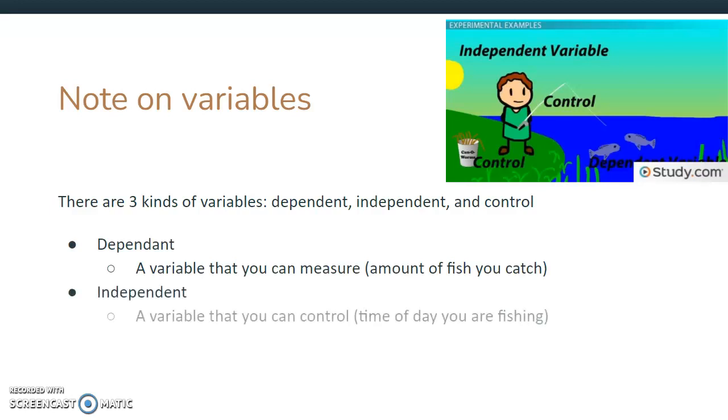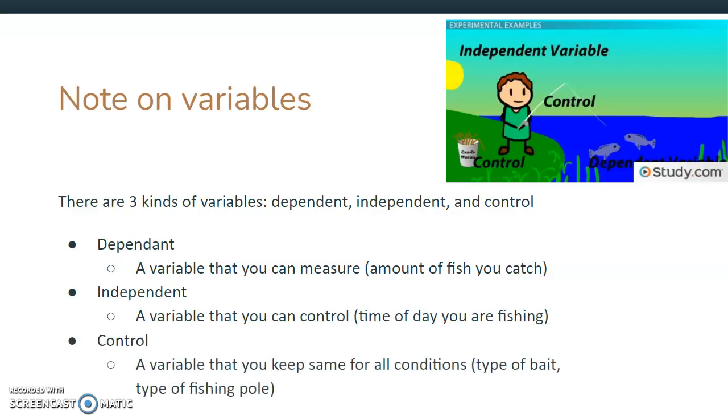Our independent variable is a variable that you can control, and a control variable is a variable that you keep the same for all conditions. So we have a nice little picture up here that does a good example of showing this. This person is trying to see how the time of day affects how much fish he will get.